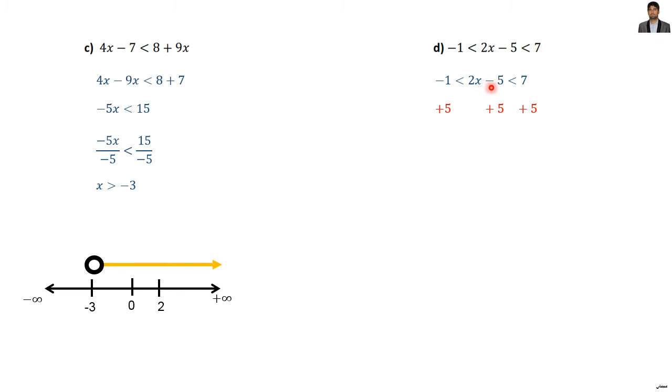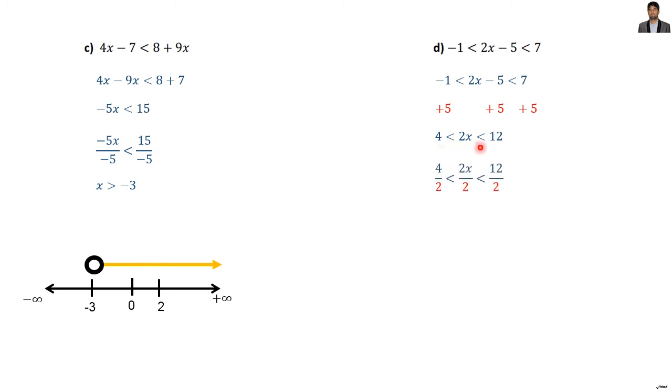So minus 5, the opposite of minus 5 is plus 5. So add 5 left, right, and in the center. Minus 1 plus 5, plus 4. 7 plus 5, 12.